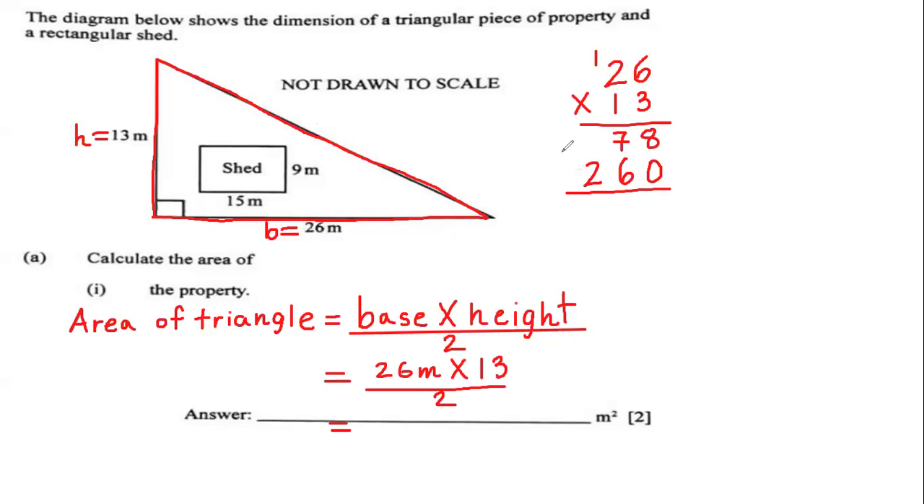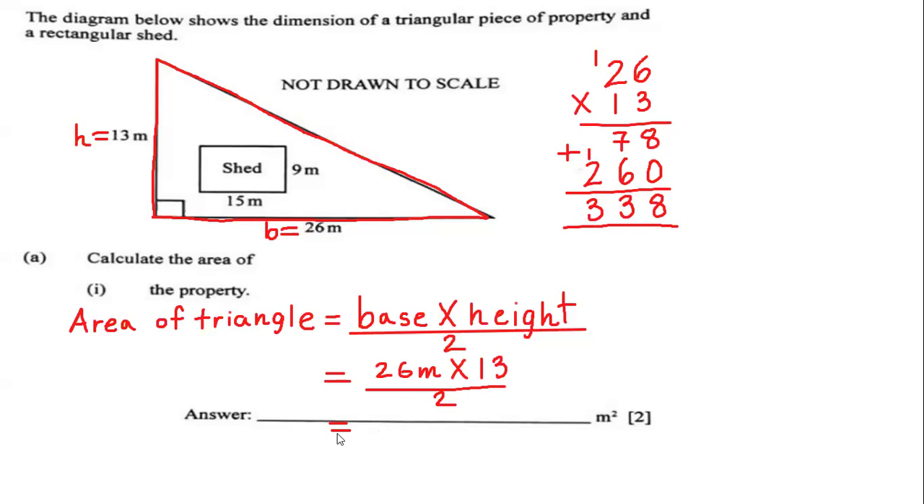Good. And then we add everything together. We have 8 plus 0 is? 8. 7 plus 6 is? 13. Put the 3 down. Put the 1 above. 2 plus 1 is? 3. So it's 338. So 338 is going to be the answer for the top part.